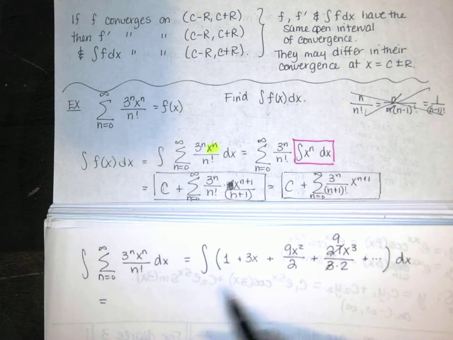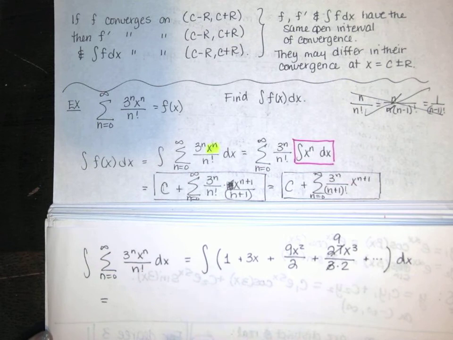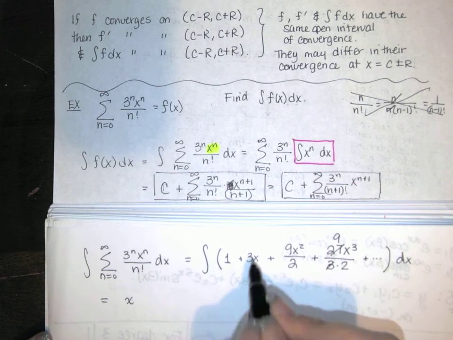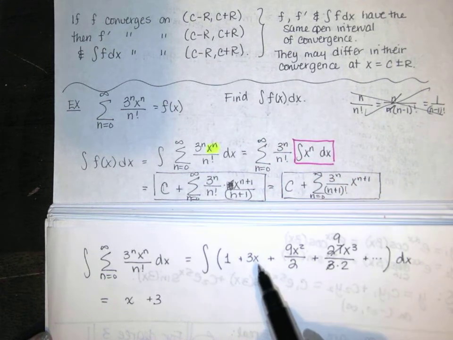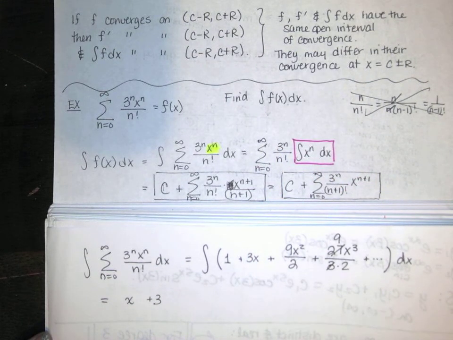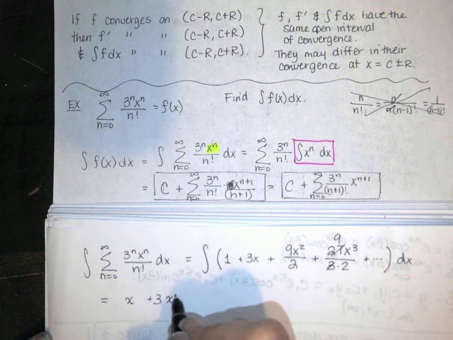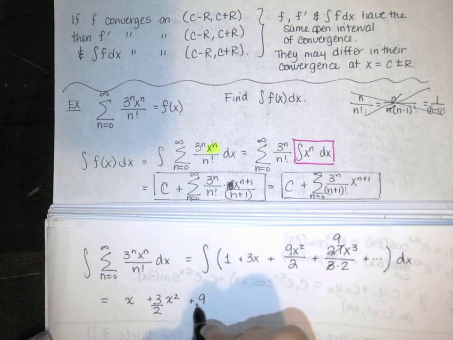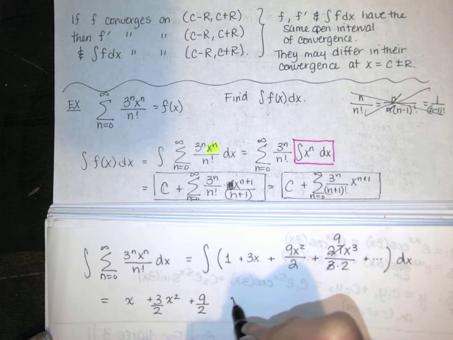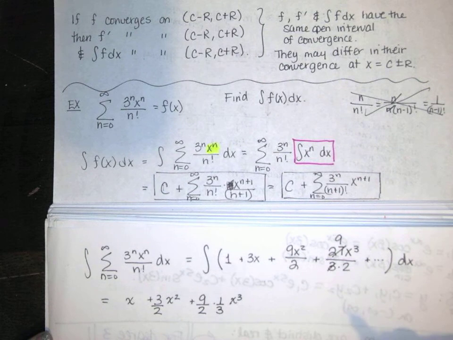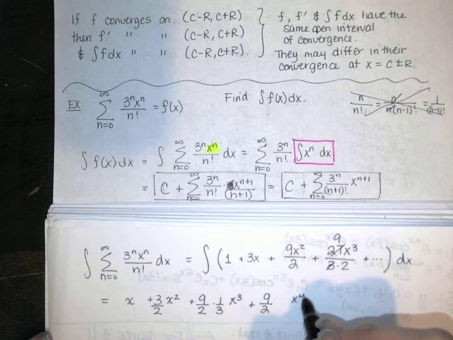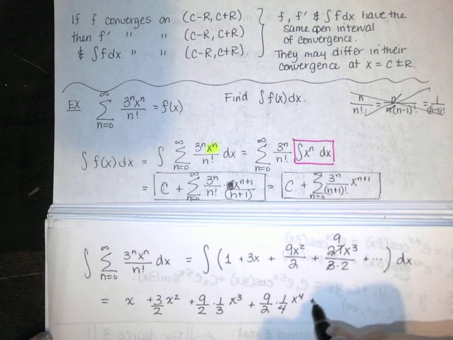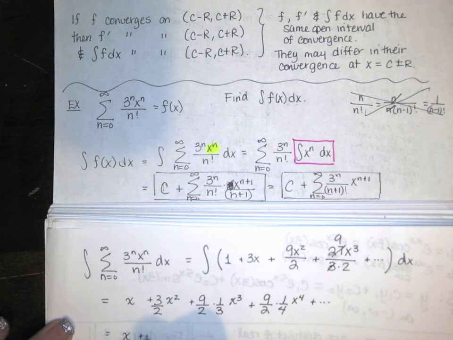Okay, now when I take the antiderivative of this term by term, the antiderivative of 1 is x. Then here I bring my 3 down, just like we did over here. We brought our constants out, and I take the antiderivative of x to the first. So I add 1 to the exponent, and I divide by the new exponent. The 9 over 2, I bring that down. Then I add 1 to the exponent and divide by the new exponent. Then over here I've got another 9 over 2. Then I add 1 to the exponent and divide by the new exponent. And then when we simplify, we get this.